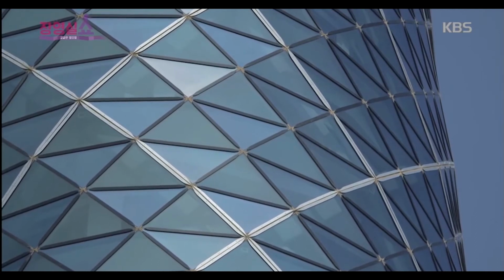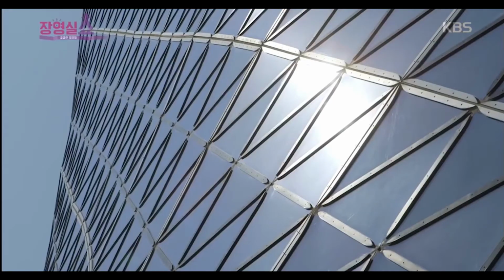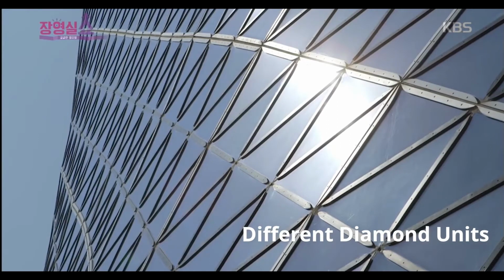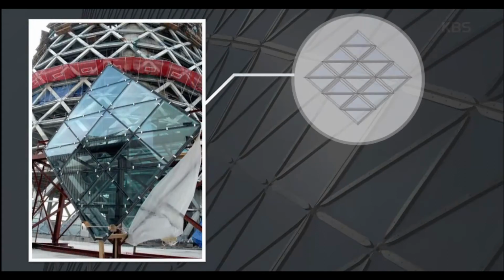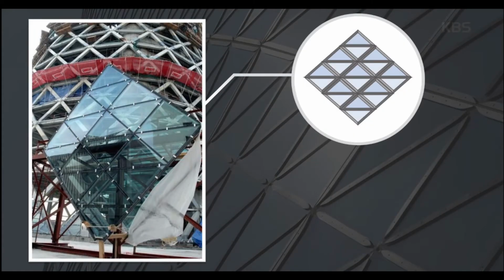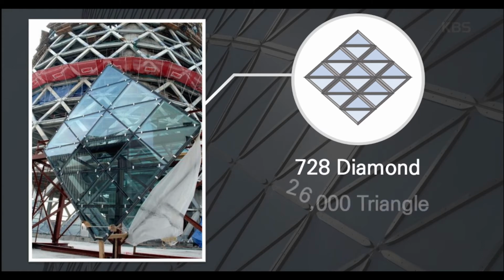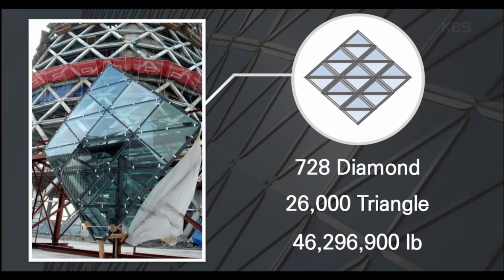Consisting of numerous glass panels, you can see that many different diamond units form the twisting facade. This diamond unit consists of 18 glass panes, and to make the twisting facade, 728 diamond units were needed. It means there are a total of about 26,000 triangular panes, weighing 46 million pounds, about 2 times more than the total steel used in the building.